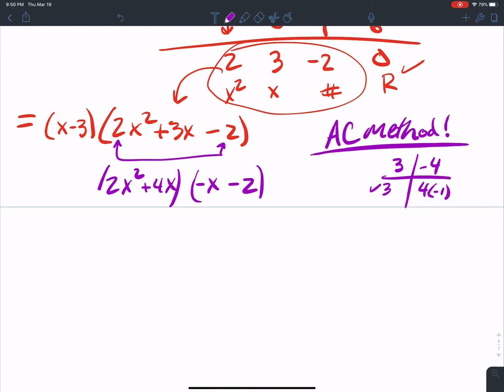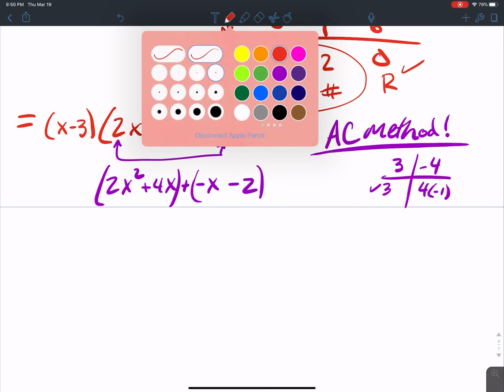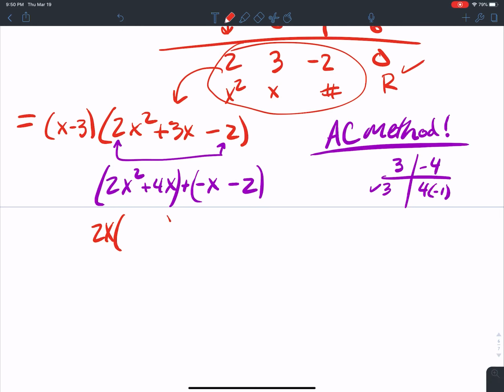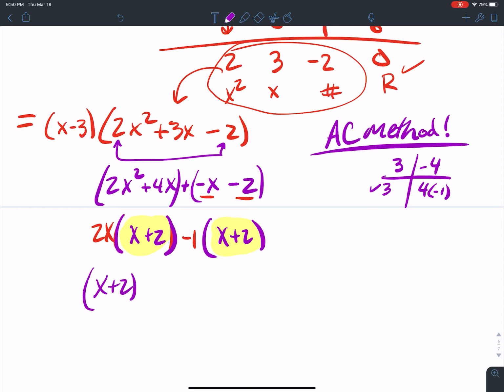Grouping, it's 4 terms. Put a plus in the middle. What do you pull out? 2x. I can pull a 2x out of each one of those. What do I have left inside? I have an x plus 2. Here, to make this an x plus 2, I need to pull out a negative 1. If I pull out the negative 1, I have an x plus 2 left inside. Now I see I've got an x plus 2 and an x plus 2, so that comes out. And what is left? A 2x and then a minus 1, okay?